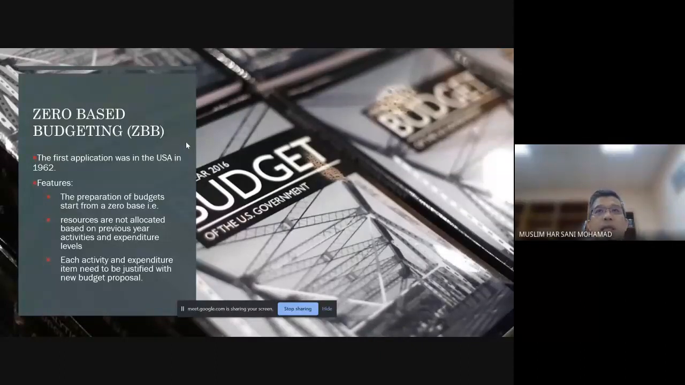Traditional base budgeting focuses on past year spending based on existing activities, whereas in zero base, everything is new. Start new from scratch. Resources are not allocated based on previous year activities and expenditure levels. Each activity and expenditure item needs to be justified with a new budget proposal. So in zero-based budgeting, the old activities are considered not relevant for future needs of the government and the people.